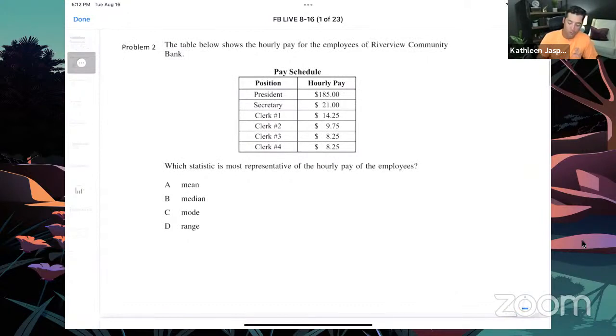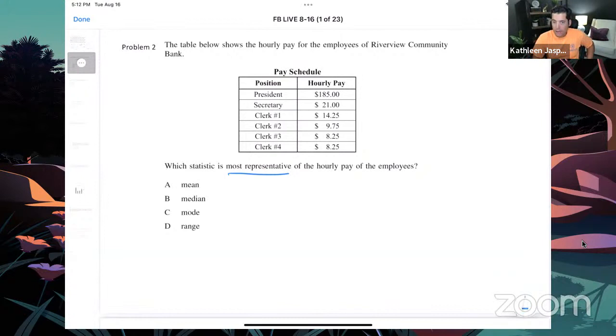Question number 2. The table below shows the hourly pay for the employees of Riverview Community Bank. Okay, there's our pay schedule, president, secretary, all the listing, and then their hourly pay. Which statistic is most representative of the hourly pay of the employees? What does it mean to be the most representative? If I were to get a job at this company, what should I expect to be paid? Like, what is a reasonable hourly pay?